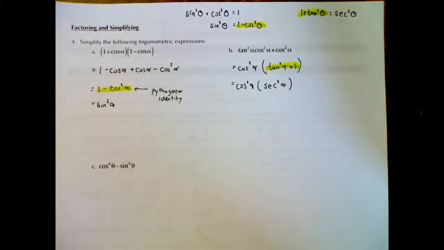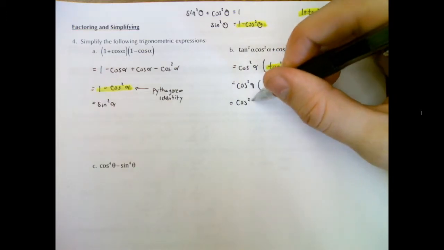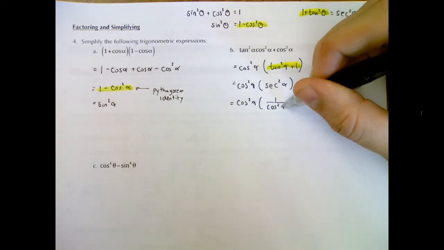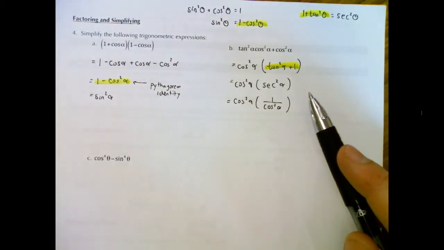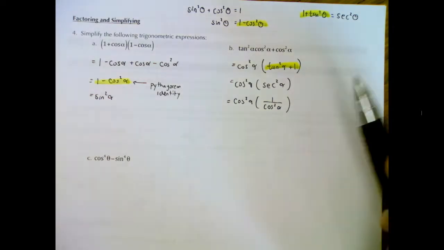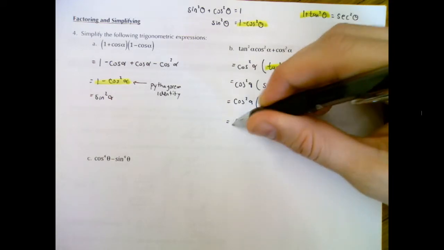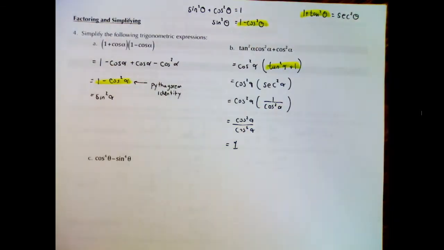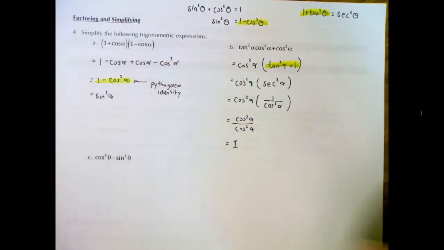Secant squared alpha. And what's secant squared alpha? Well, secant is 1 over cos. So secant squared would be 1 over cos squared. And cos squared alpha times 1 over cos squared alpha, well, that would just be cos squared alpha over cos squared alpha, which is just 1. So we've taken something that looks a little bit more complicated and we've turned it into something much simpler.